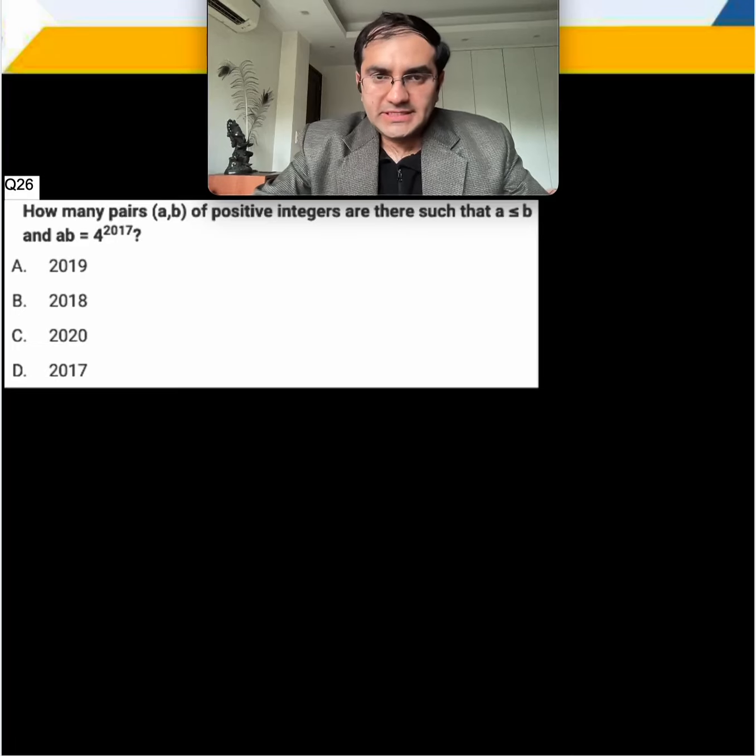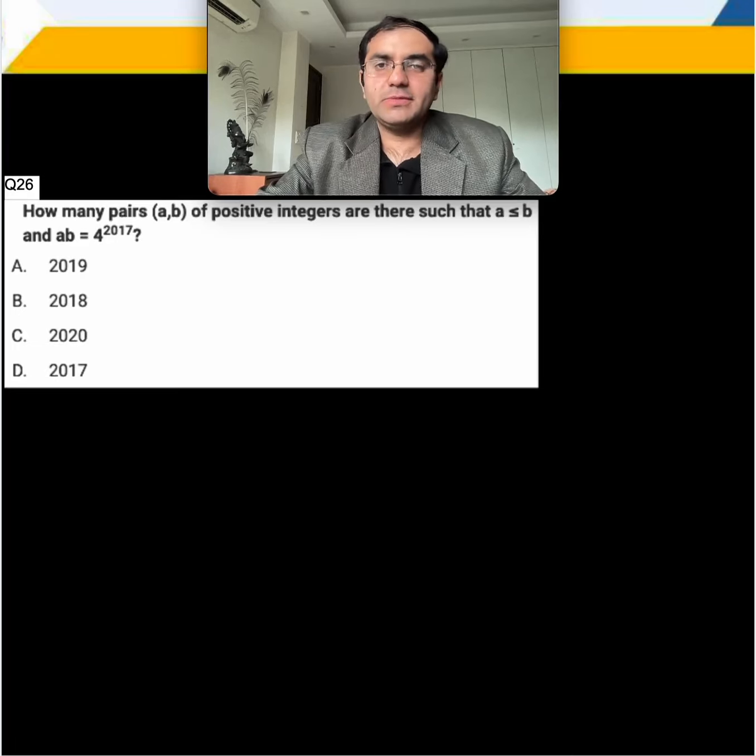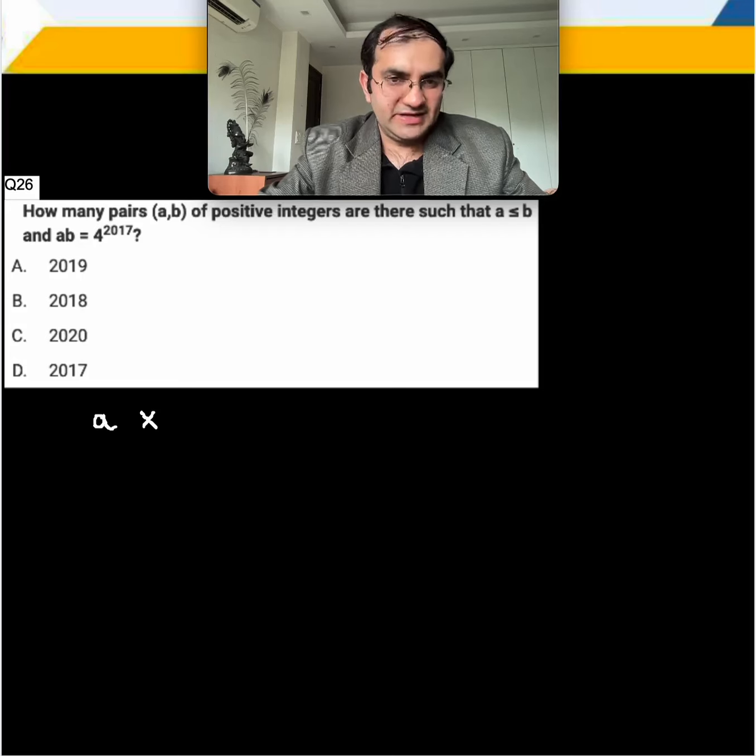This is a nice question on algebra and a little tricky to do, but fortunately most people did not reach this question if it was towards the end of the paper, right? So how many pairs of positive integers are there, one less than or equal to the other obviously, such that their product is 4 to the power 2017. A into B is 4 to the power 2017.